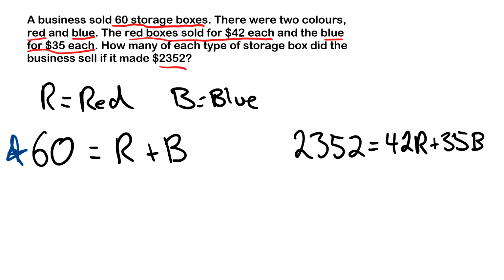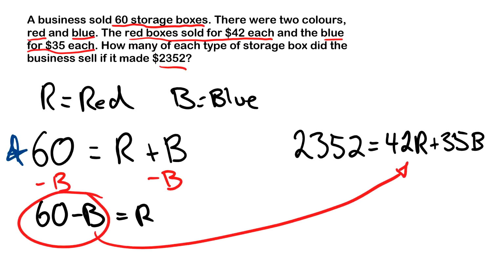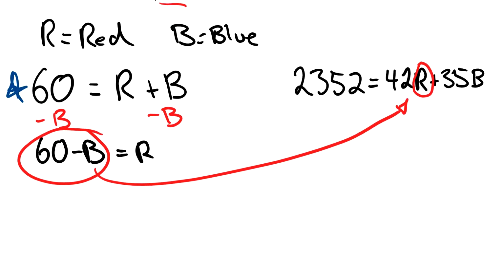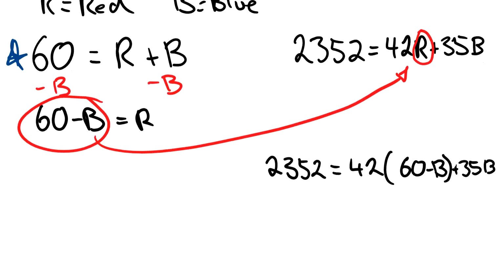And I'm going to focus on finding what red equals. So to do that, I need to get rid of this blue. So we move it over here and end up with 60 minus B equals R. And at this point, you know what's going on. We can substitute this back over here to where this R is. All right. So what we end up with is 2,352 equals 42. Now we need brackets here, because there's multiple terms. (60 minus B) plus 35B.